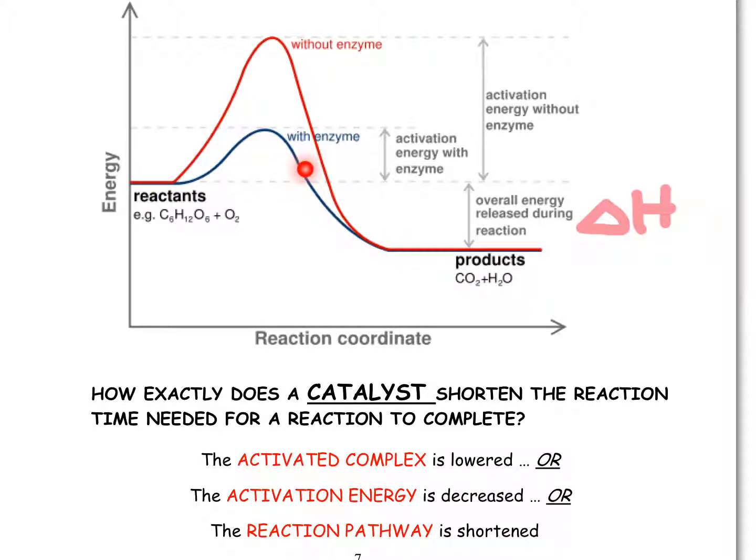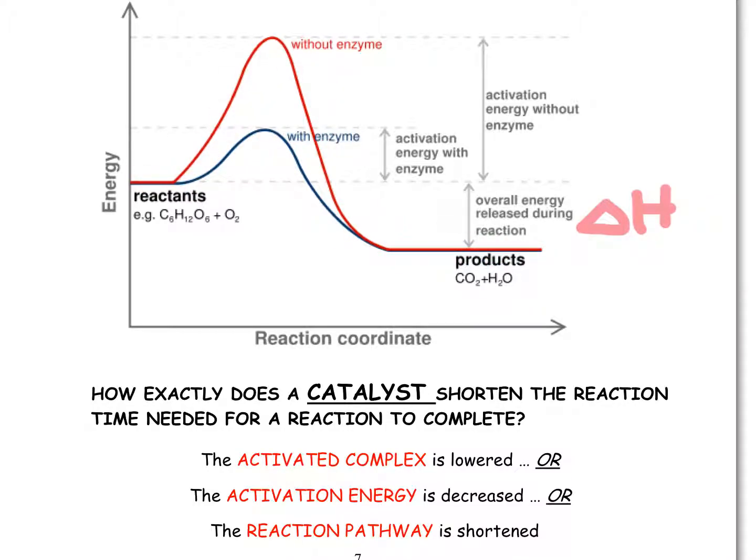So at this line, this is my catalyst or my enzyme. My activated complex is lowered, or we say my activation energy is decreased. This was my original amount. Now it's been lowered all the way to here. And my reaction pathway is shortened, meaning the distance between where I start on my reactants and end on my products is much shorter.